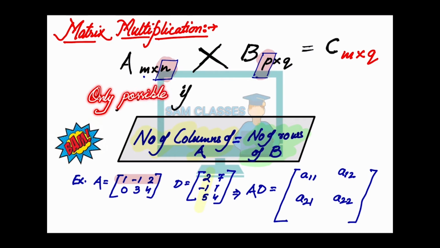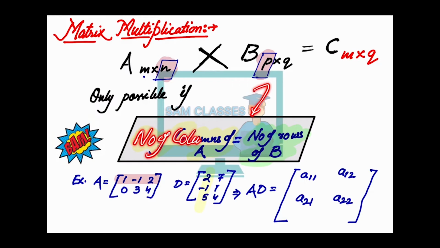No. We have to check if they follow certain conditions, then only we can multiply. And what is that condition? Most of you will know this condition, but still I'll say: the number of columns of the first matrix A will be equal to the number of rows of B. The number of columns of A is equal to the number of rows of B. Okay, students. So very simple.